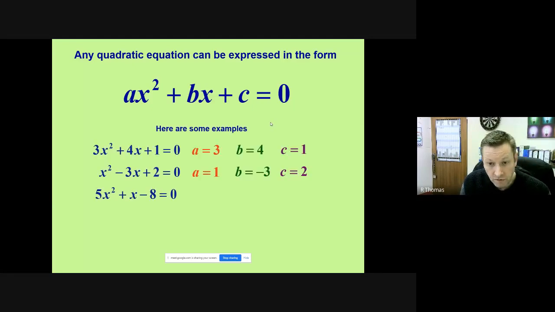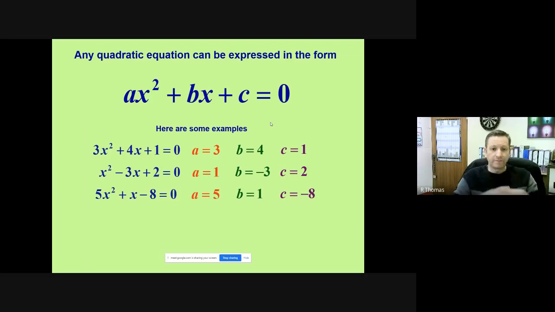Right. Now, to use what I'm about to show you, you need to know what I mean by the letters A, B, and C. So the letter A represents the number that's in front of the x squared term. We call that the coefficient of x squared. Okay, you will have heard me use that word before. So the coefficient of x squared for the first one here, as you can see, is 3.